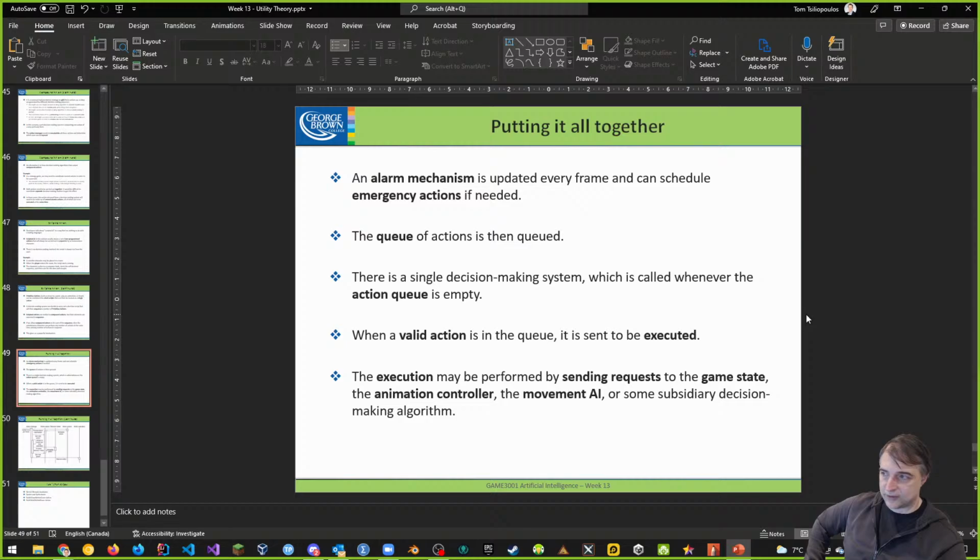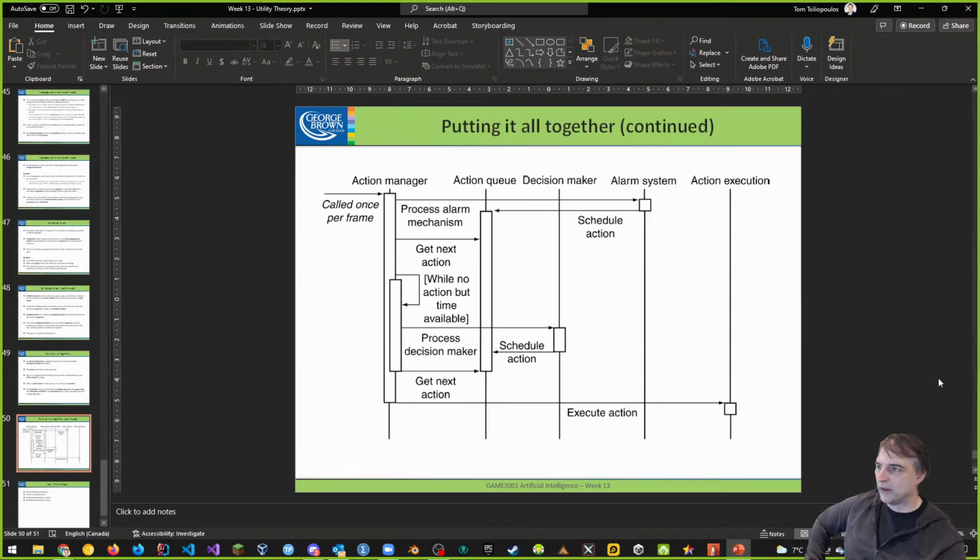I want to execute that action if it's a valid action. And the execution may be performed by sending requests to the game state, the animation controller, the movement AI, or something else. Okay, that's the idea behind it. And the picture might look something like this.